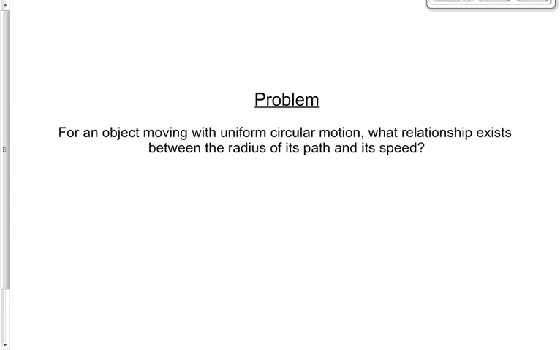What we're actually going to do today is to find or verify the relationship between the radius of an object's path going around in a circle and the speed of the object. In other words, we've got that equation, F is equal to mv squared over r. We want to verify this relationship, the relationship between r and v.